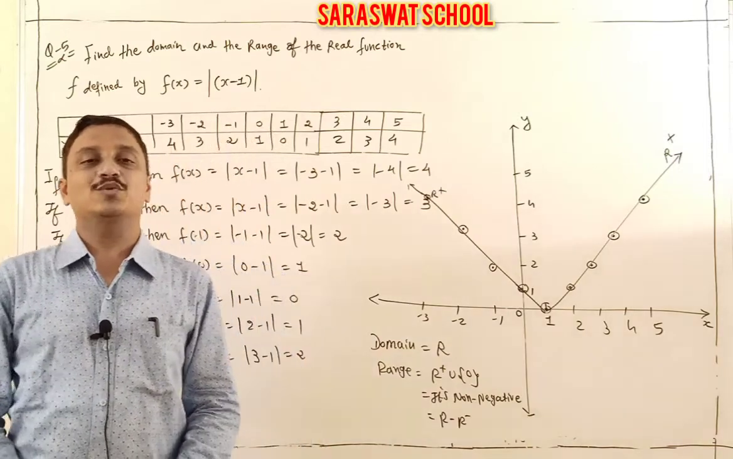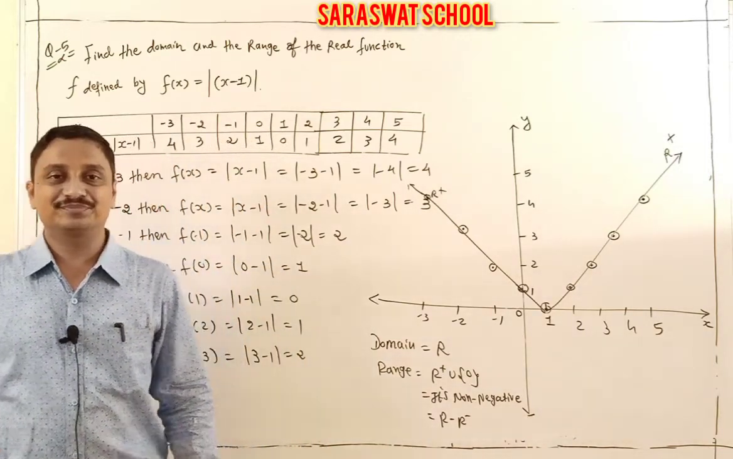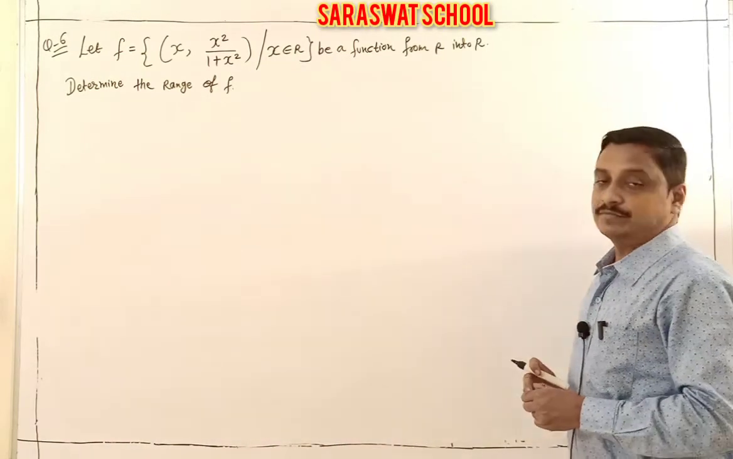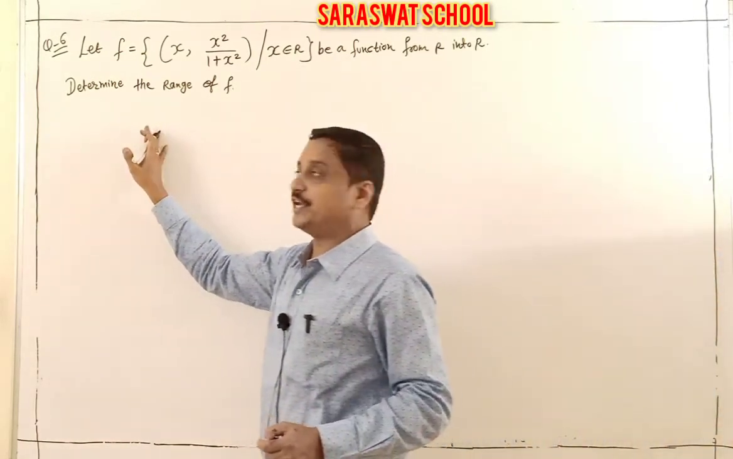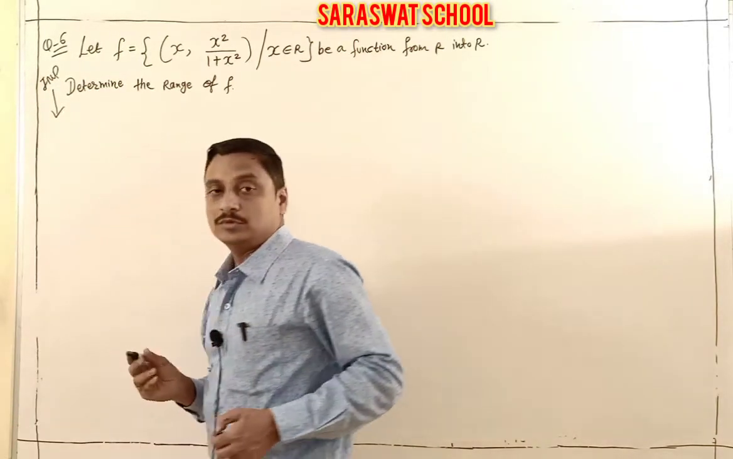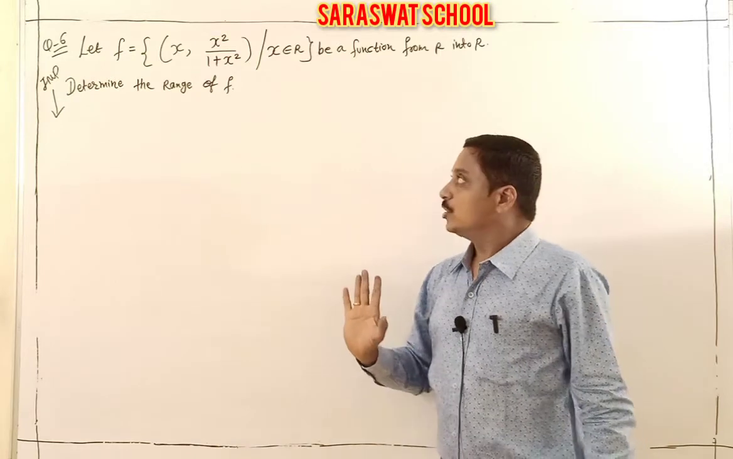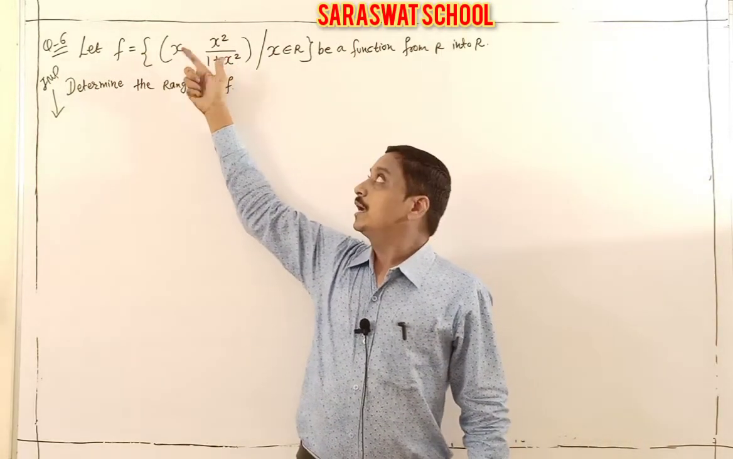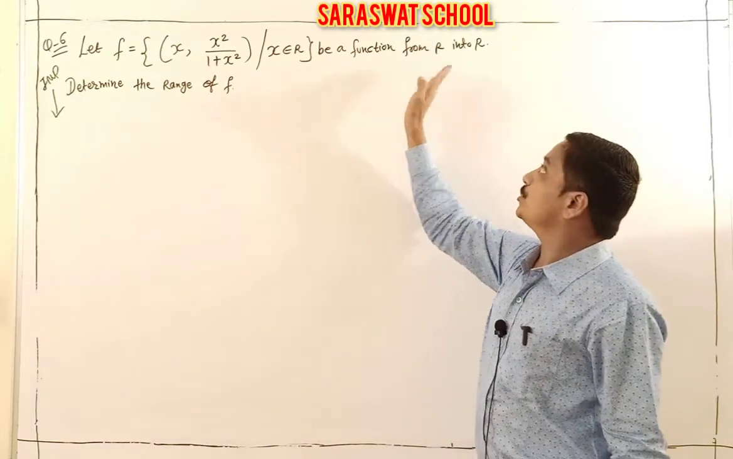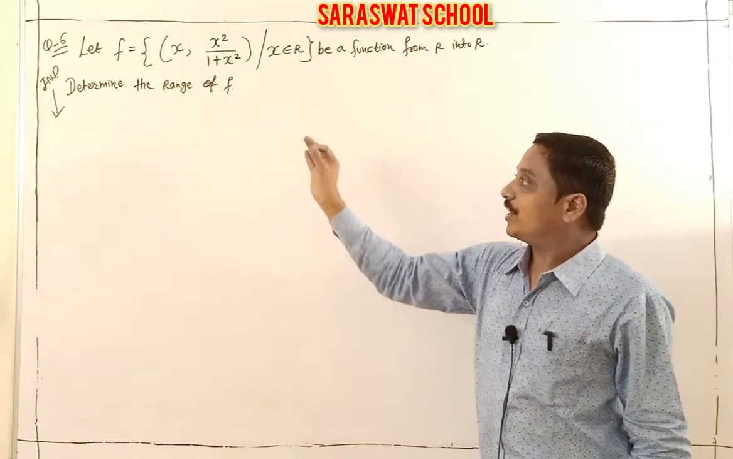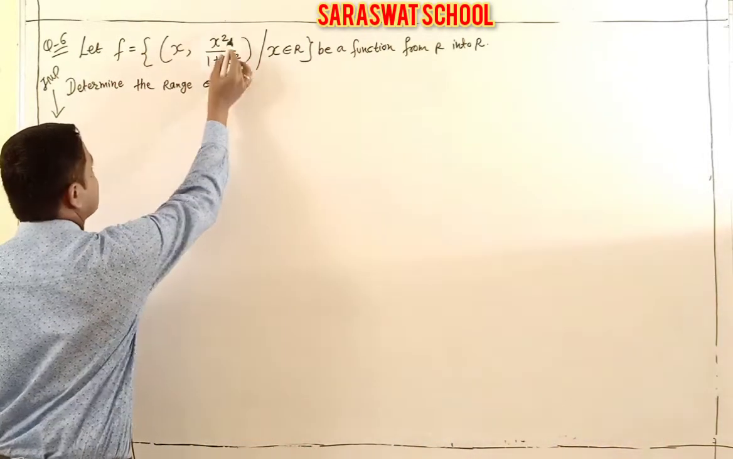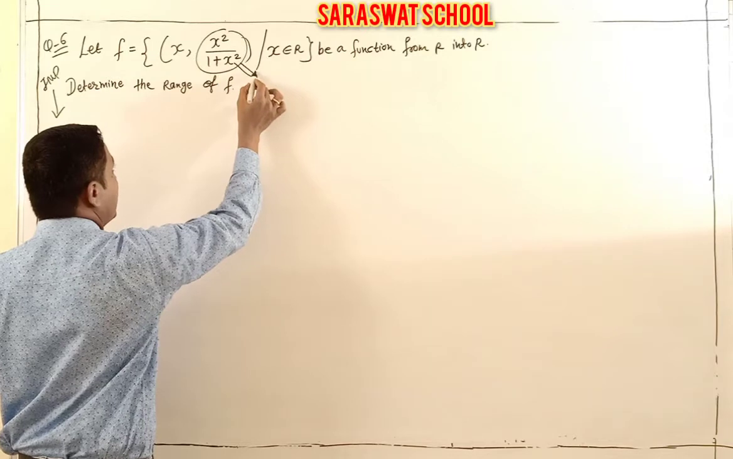Now I move ahead slowly. Next one. Yes students, after ending this sum, I am going to do one more numerical. It is interesting and important for exam level, so tick mark it in the IMP list. The question is: x comma x square by 1 plus x square, x belongs to R, be a function from R to R. Find out the range. Here you consider this x, but that is y.